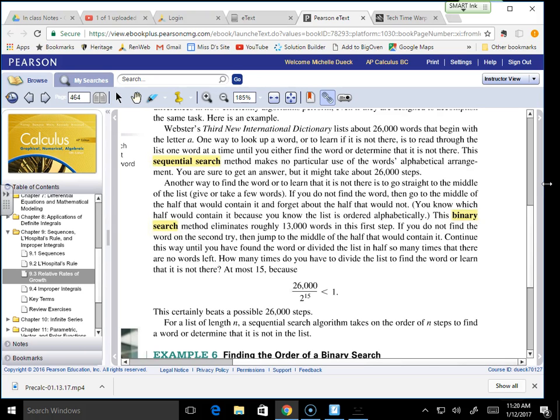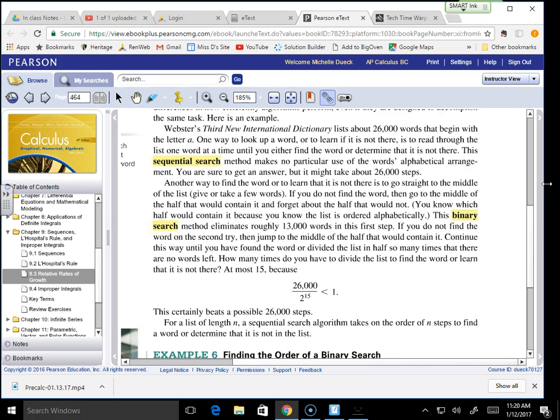9. Close. 15. 15 steps versus possibly 26,000 steps. Now, could 26,000 be really, really small if it's one of the first words on the list and be slightly faster? Yes. But how long? Only for the first 15 words. Interesting. So anyway, binary search is better than sequential search, and why is that true? Long story short, because it has fewer steps required.